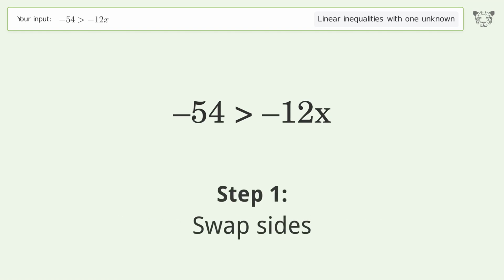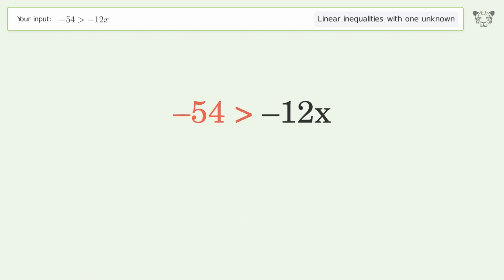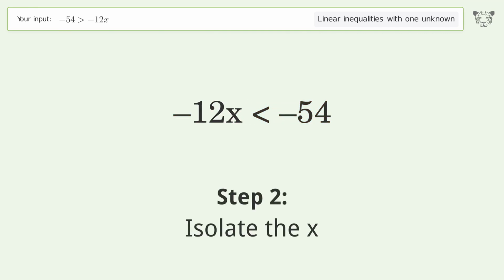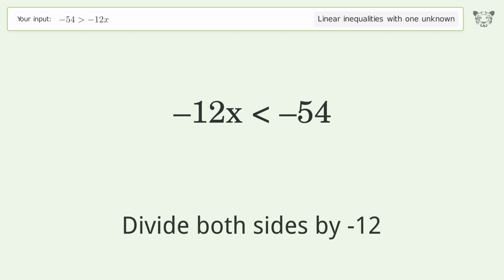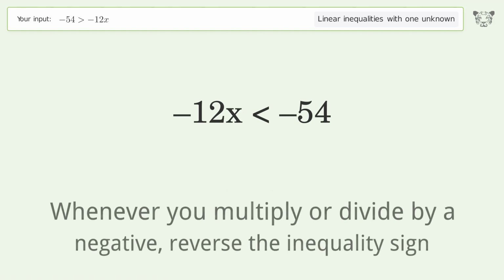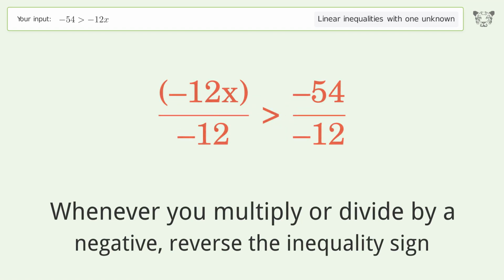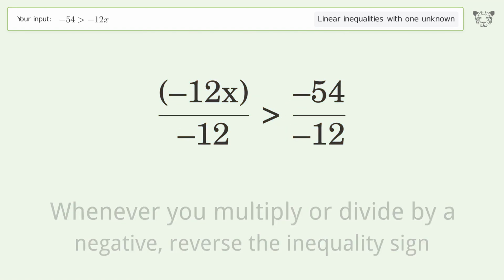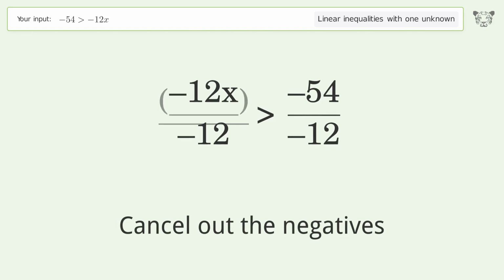Swap sides. Isolate the x. Divide both sides by -12. Whenever you multiply or divide by a negative, reverse the inequality sign. Cancel out the negatives.